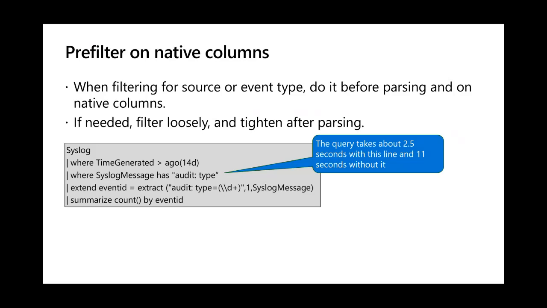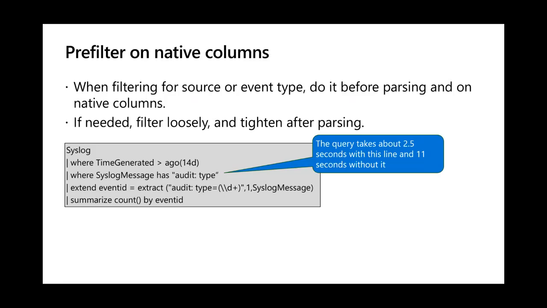If I extract first and then try to do a filter, the timing is very, very bad. But if I pre-filter on the native syslog message field, I improve performance very considerably. In this example, not on a lot of data. Actually, it was a lot of data going back. That's why I also do it for 14 days.